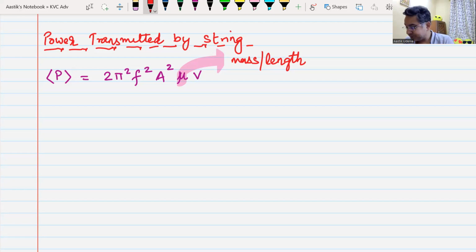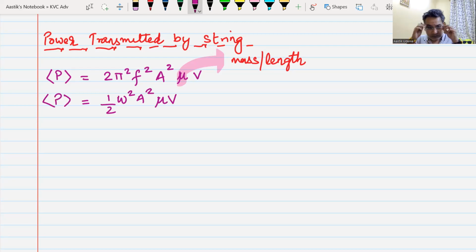Yes. Now f can be written as omega by 2 pi. Yes or no? So I could write it like this also: half omega square a square mu v. This is the form that I remember. Have we noted this down? This is the power.